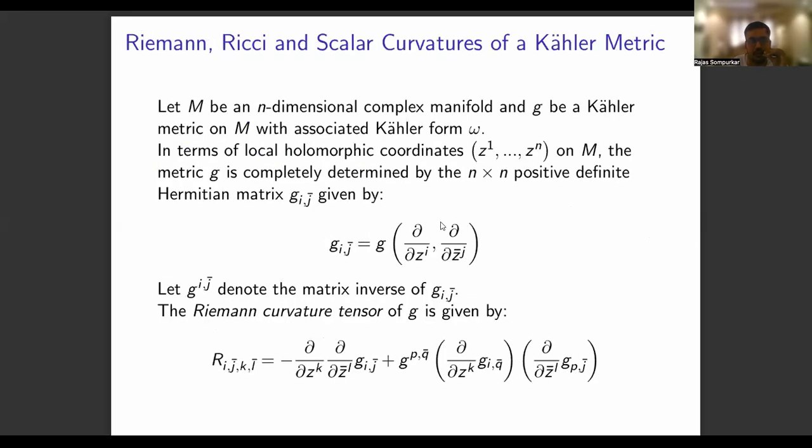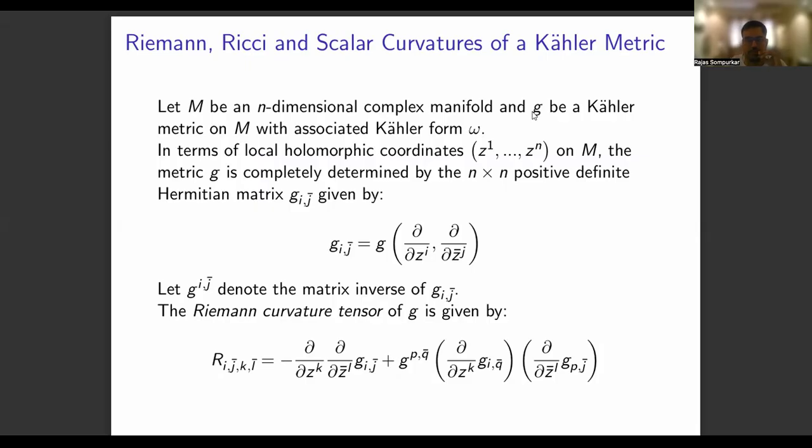Yeah. So now these are the expressions for the Riemann and Ricci curvature tensors, which are given in terms of local holomorphic coordinates on the manifold. So now this M will be an n-dimensional complex manifold. It need not be compact.